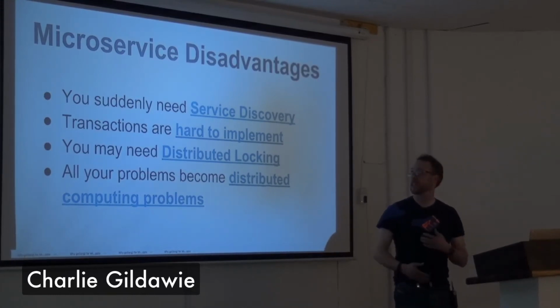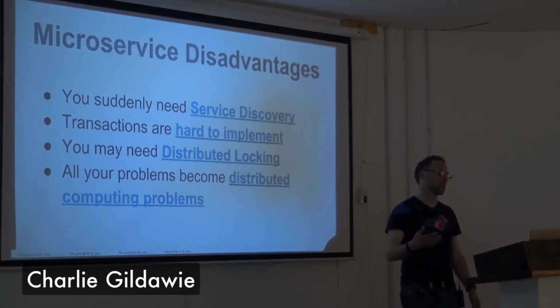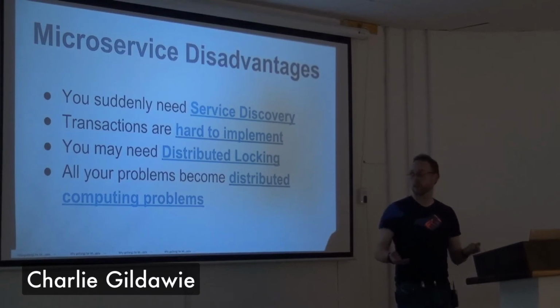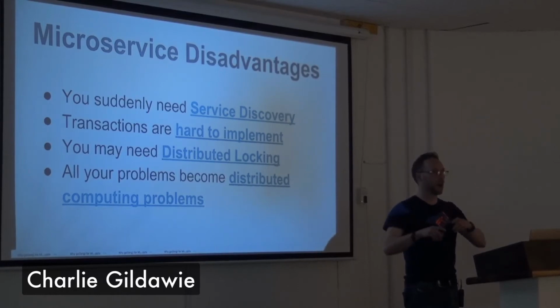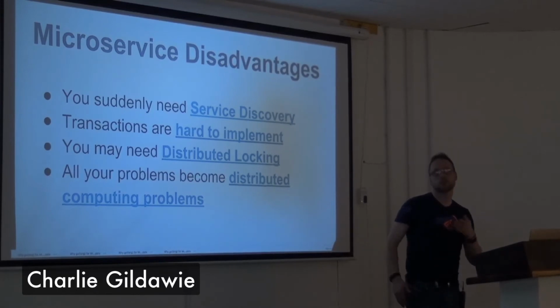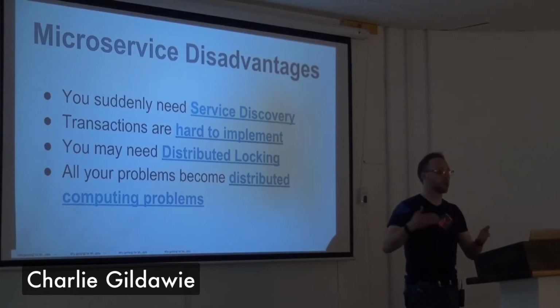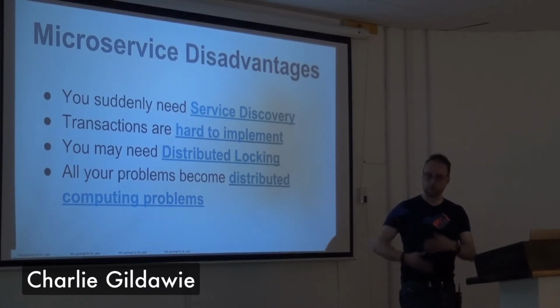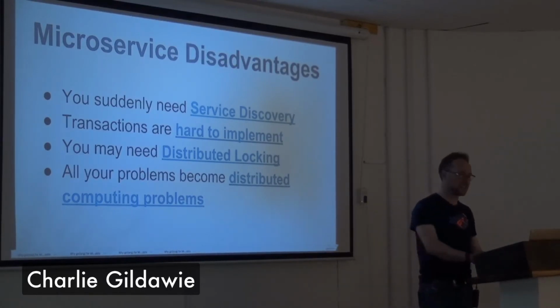With a big system, suddenly you need things like service discovery. If I want to find the service that's responsible for changing the name on a customer's card, I need to have some way of looking it up, whether that's DNS or something else. Global transactions are hard to implement. When an action can touch lots and lots of services, how do you wrap that in a transaction? It's really hard. You may need distributed locking. You may need to start a lock at some point in your system and then release it at some other time. And then you've got, as the last point points out, all of your problems suddenly become distributed computing problems. And they're not easy.